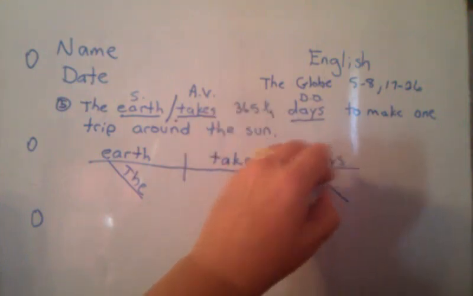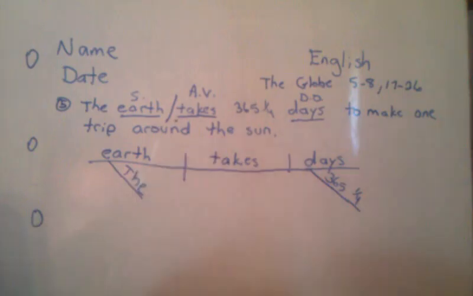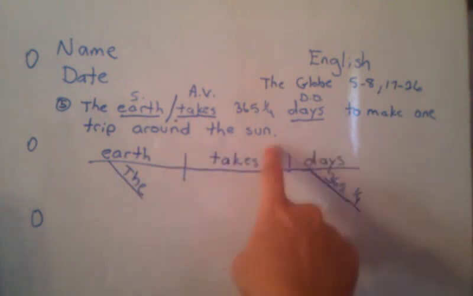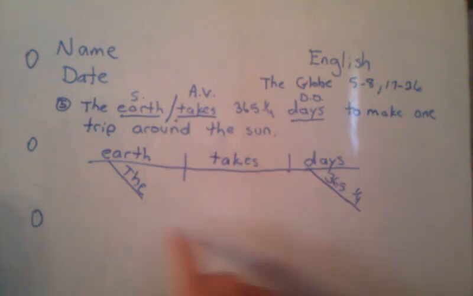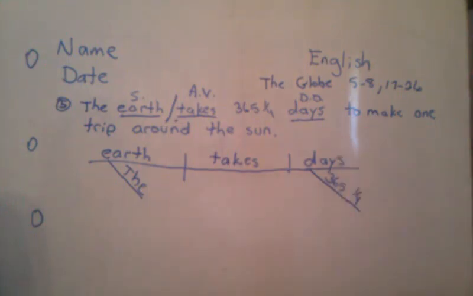365. That's days, by the way. 365 and 1/4 days. Okay? Numbers are not nouns. Numbers are adjectives. Okay? So your numbers are not ever going to go up here. Okay? The earth takes 365 and 1/4 days. Alright? To make, see that's an infinitive. That's an infinitive. Around the sun. That's a prepositional phrase. So that's all the more I can do there.